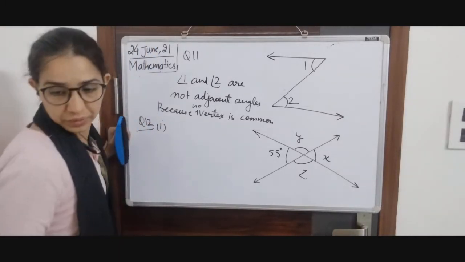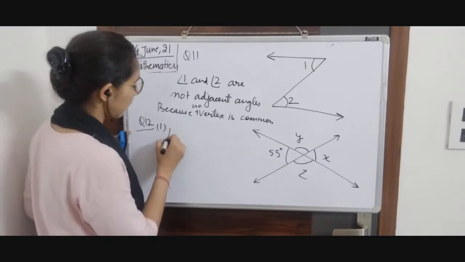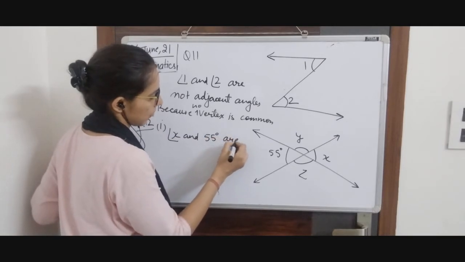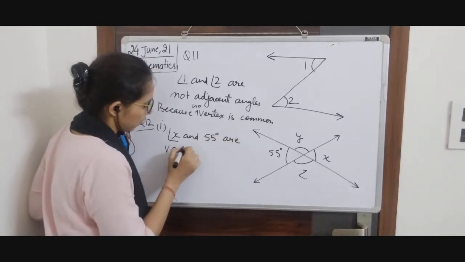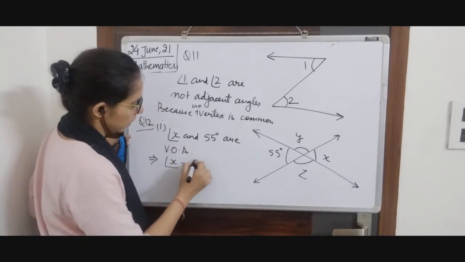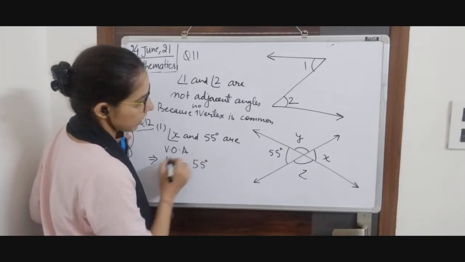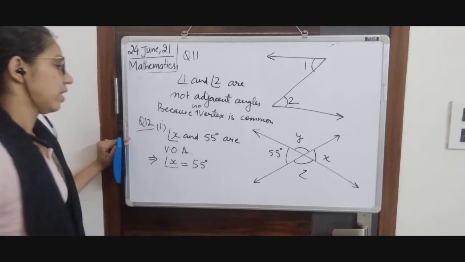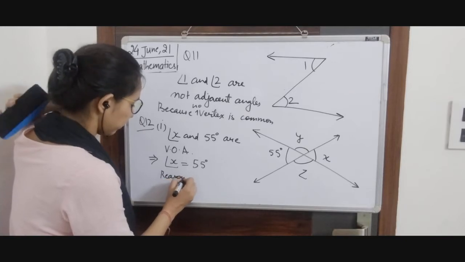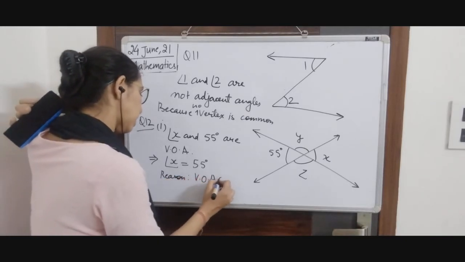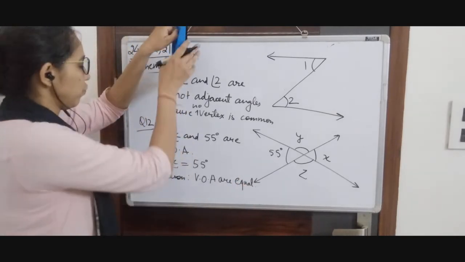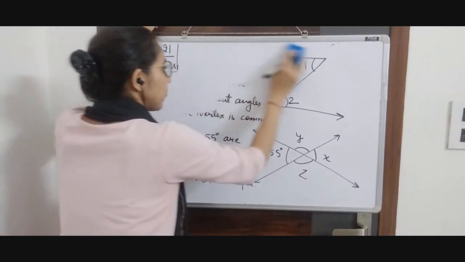So now no names have been given. Now angle x and angle 55 degree are vertically opposite angles, right? It means they are going to be equal. It means your value of x is going to be 55 degree. Reason means vertically opposite, reason is vertically opposite angles are equal. Simple. Then we have to find out value of y and z.